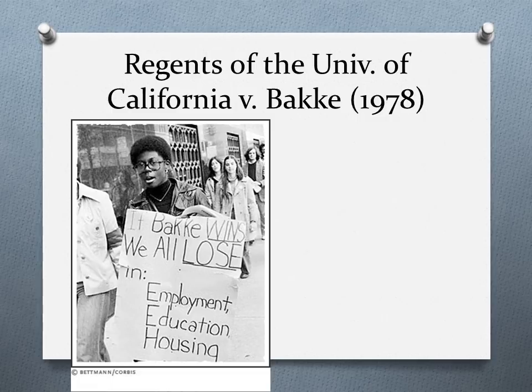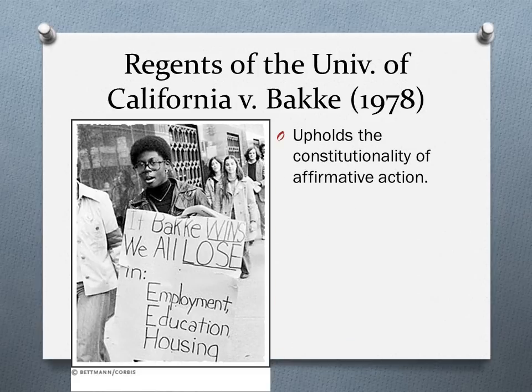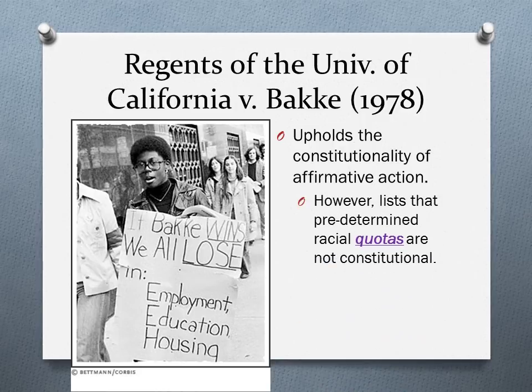One of the most popular cases to question the constitutionality of affirmative action was the 1978 Supreme Court decision of the Regents of the University of California versus Bakke. In this decision, the Supreme Court actually upheld the constitutionality of affirmative action. However, they did claim that racially driven quotas, in which a predetermined number of students are set aside strictly on the basis of race, are not constitutional.